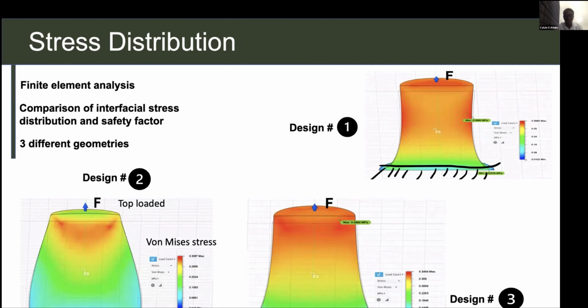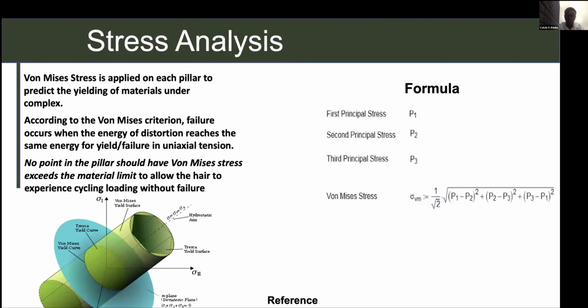With a different curve on each pillar comes a different von Mises stress and normal stress distribution number. So I keep talking about von Mises stress distribution and different stress levels. Von Mises stress is applied on each pillar to predict the yielding of each material under complex loading. According to von Mises stress, failure occurs in the pillar when the distortion energy reaches the same energy for yielding. This is the primary reason why no point in the pillar must exceed the maximum stress.